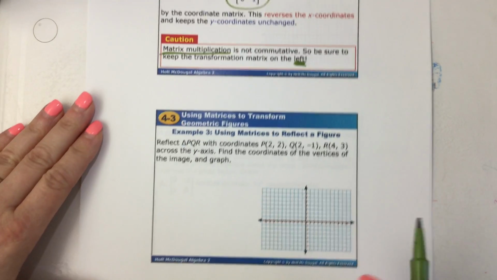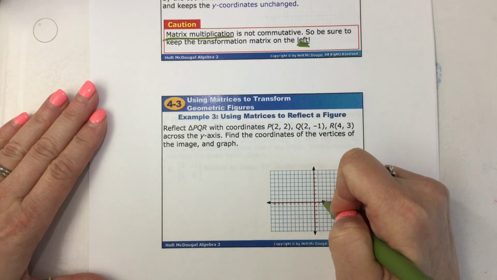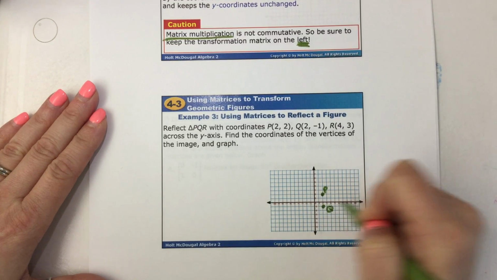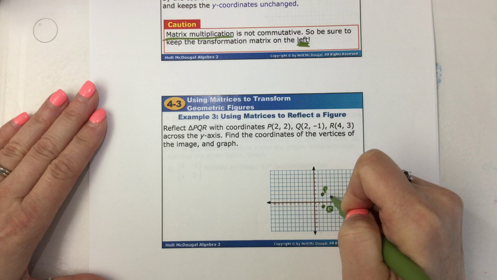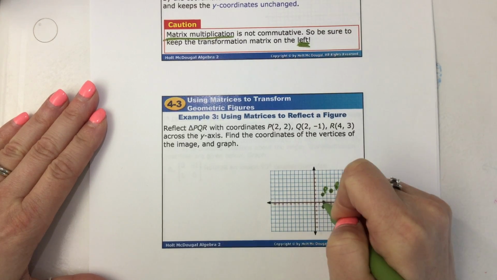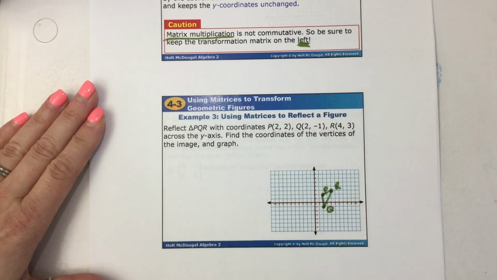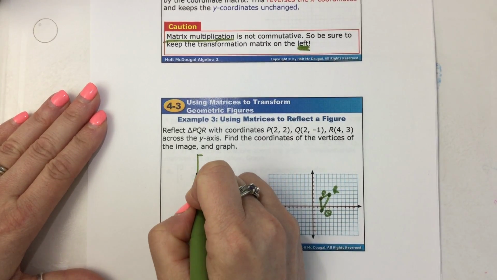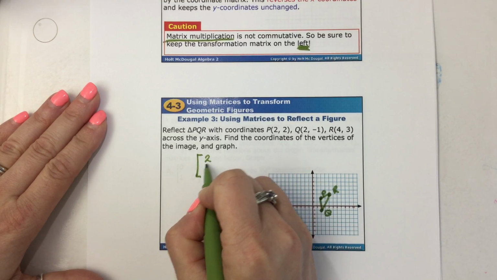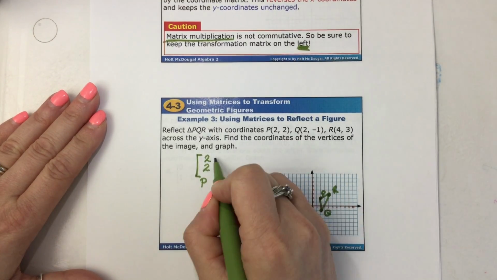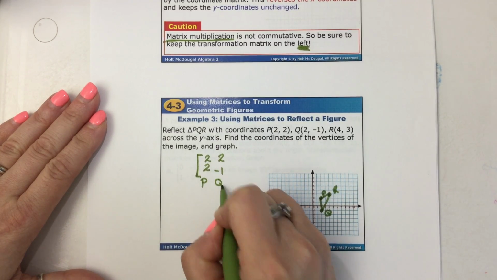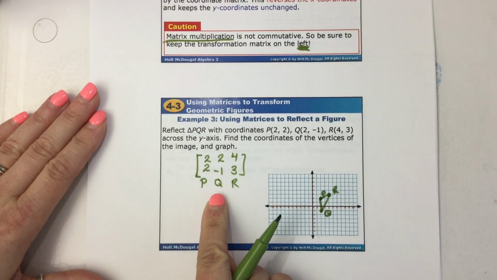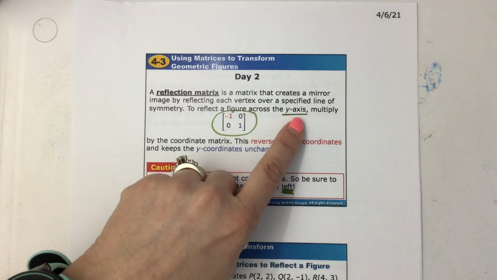Okay, so if I go ahead and I start off with the shape, P is at 2, 2. Q is at 2, negative 1. R is at right 4 up 1, 2, 3. So here is my original shape. Okay, so we're starting off the same way as yesterday. Now I have to turn the ordered pairs into a matrix. So P is 2, 2. Q is 2, negative 1. R is 4, 3.